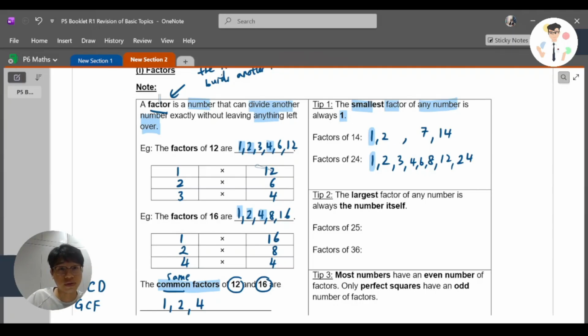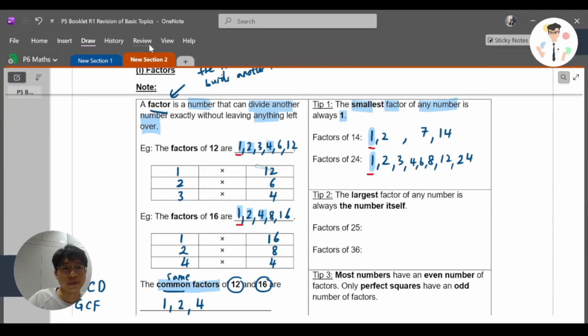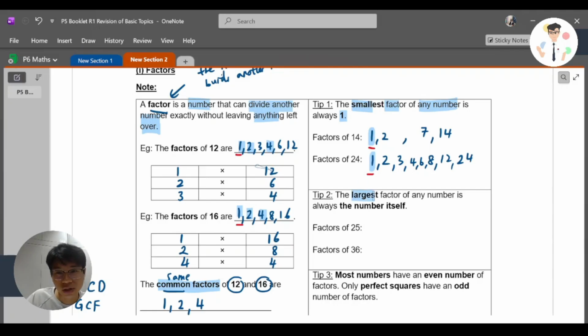So as you can see, right, here also what? Here also 1. Here also 1. Here is 1. Here is also 1. Always 1. And as tip number 2, the largest factor of any number is always the number itself.